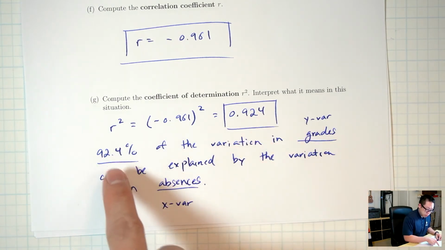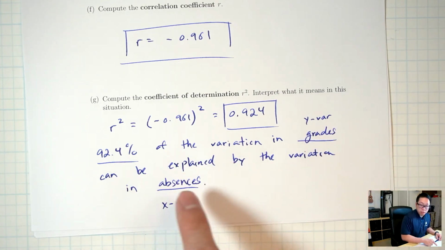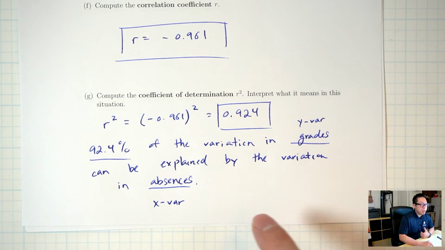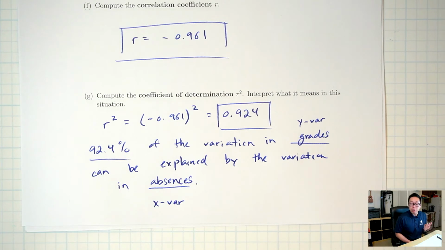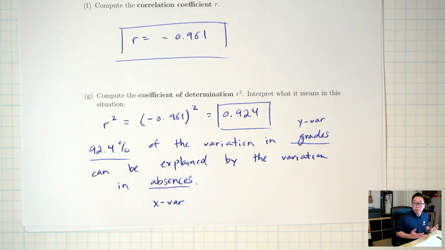And that's the interpretation that I want you to write for all of these. Convert the R squared to a percent of the variation in, fill in your Y variable, can be explained by the variation in, fill in your X variable. Now, what does this mean? There are many things that can affect a student's grades other than absences, right? Absences is only one thing. Other things could be how much the student works during the week, because that would affect how much time they can spend studying, which would affect their grade. Quality of instructor could also affect the student's grades. So of all those things that could affect the student's grades, we're saying here that absences account for 92.4% of the effect.